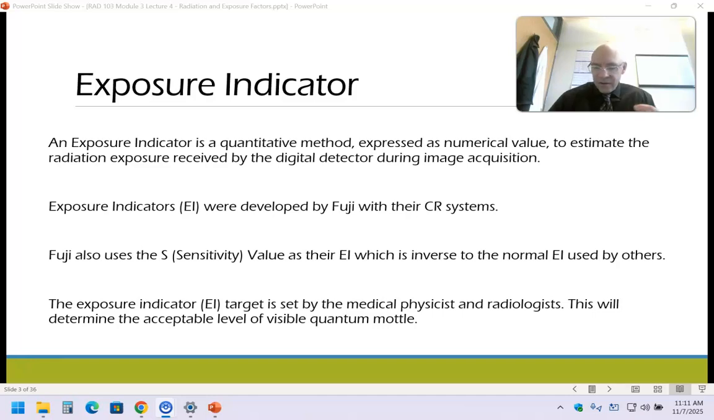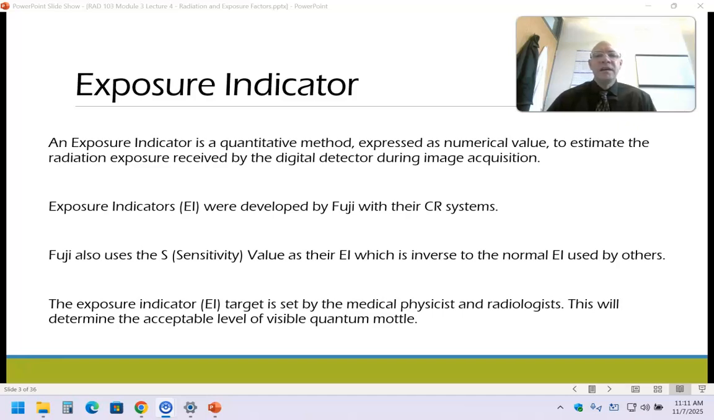I know I've mentioned it in class, but the exposure indicator for Fuji is inverted, which means you would think that a high number on their exposure indicator would represent a high exposure, but that's not the case. A high number represents a low exposure, so you didn't use enough technique, and a low number, like something around 50, would mean that you overexposed it. So this is a little bit different.